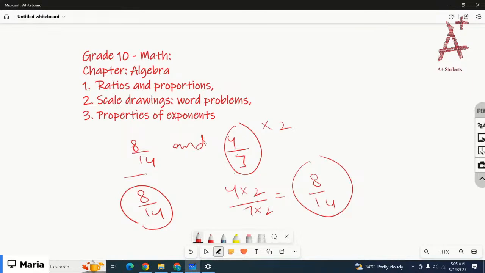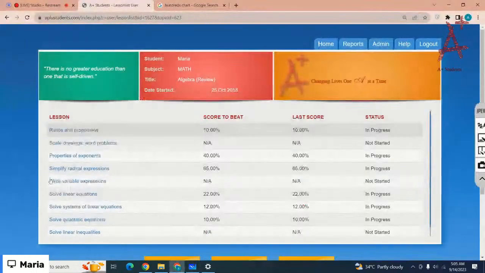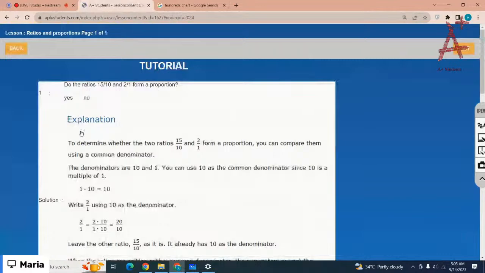Let's go to the lesson ratios and proportions on A Plus. Let's do the more practice questions from the lesson. Here I'm on grade 10 math. The chapter we're working on is algebra. Let's start with the lesson ratios and proportions. Let's start with the test questions.